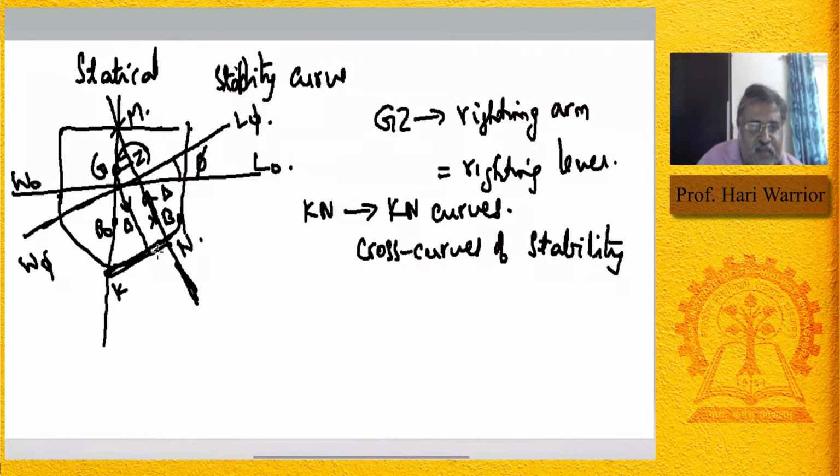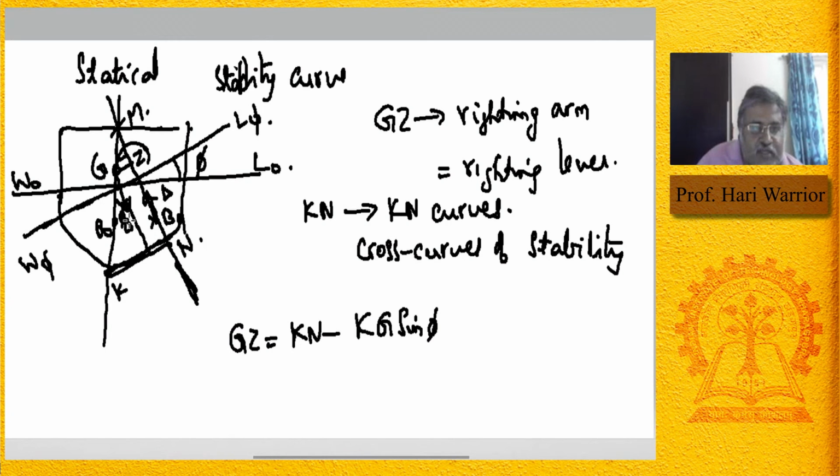So you can see a couple of things easily from here. You can see that GZ is equal to KN minus KG sine phi. This KN is equal to GZ plus this distance, and this distance is equal to KG sine phi. This angle is phi, this angle is phi, all these angles are phi because of the symmetry of the system.